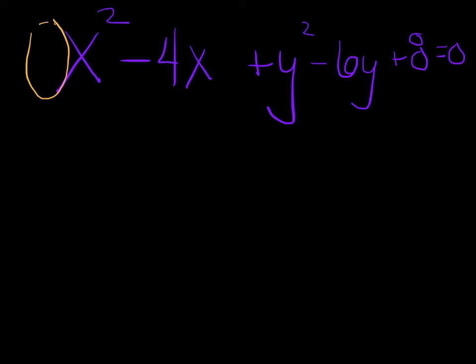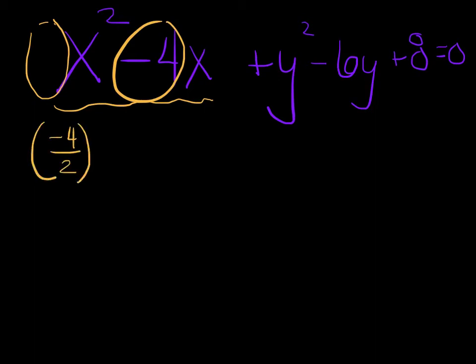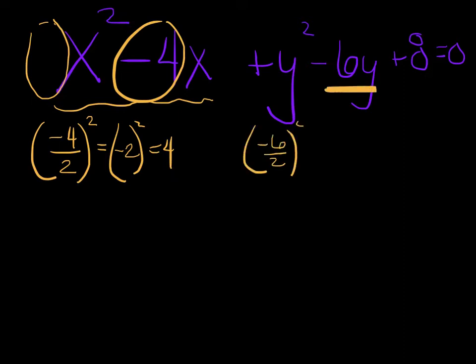So I'm going to complete the square for the x's. So I'm going to take that b term, negative 4, divide it by 2, and square it. So we just reviewed this last week. So negative 4 divided by 2 is negative 2 squared, which is 4. And I'm going to do the same thing for my y's. Okay, negative 6 divided by 2 squared, so that's negative 3 squared is 9.